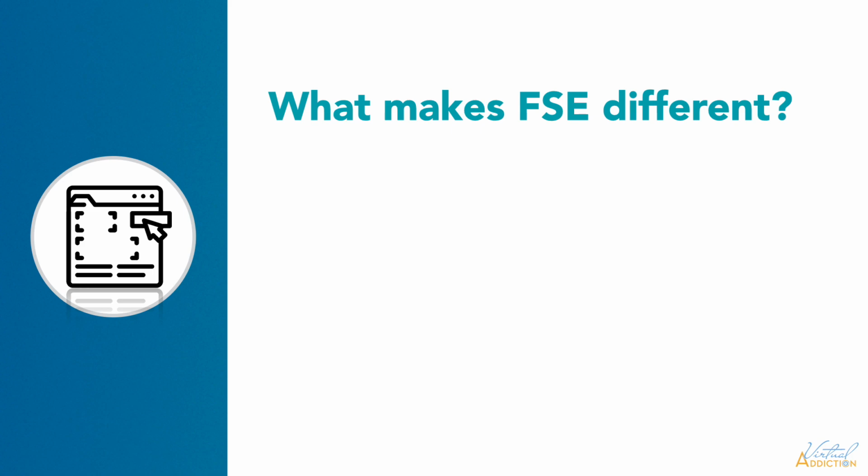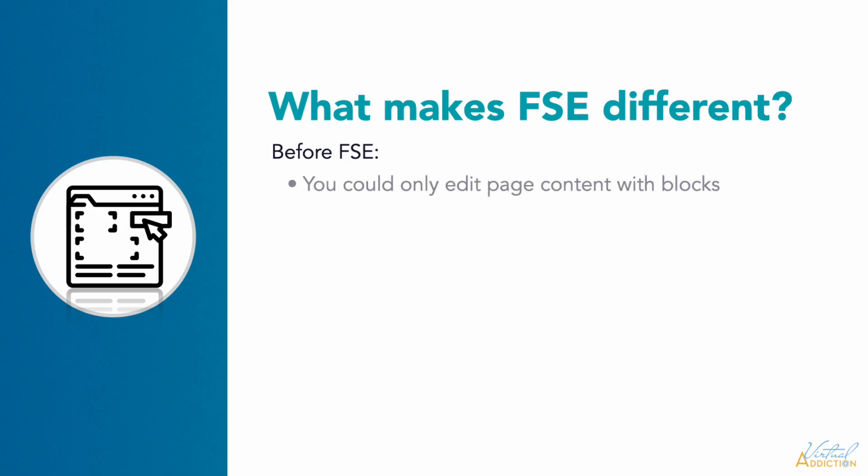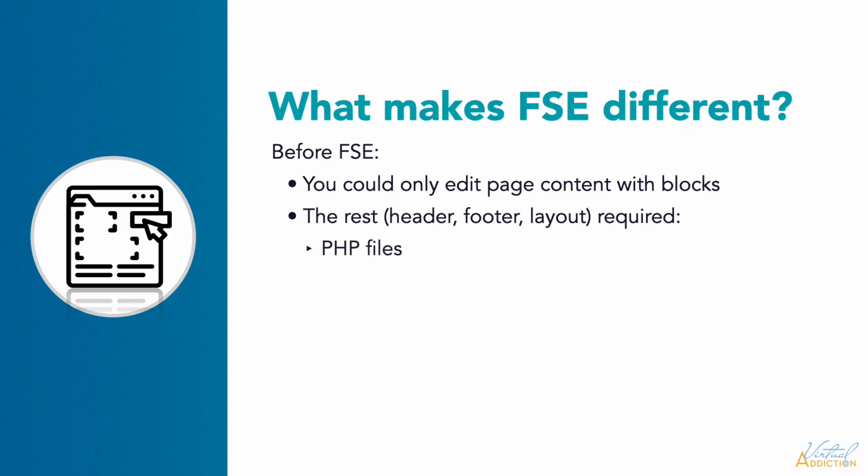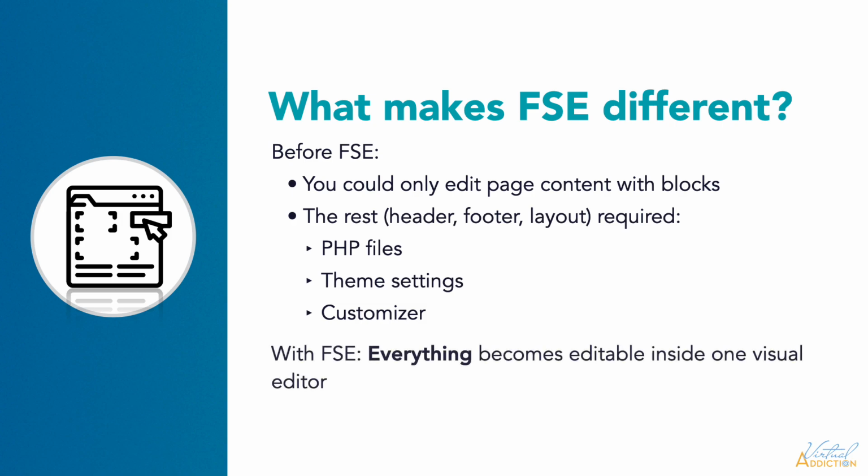What makes FSE different? To understand why this matters, we need to look at how WordPress worked before this. Before full site editing, you could edit page content with blocks, but everything else, like the header, footer, and the layout, was basically locked. If you wanted to change those things, you needed PHP files, theme settings, or the customizer, so it wasn't very beginner-friendly. With full site editing, everything changes. Everything now is editable inside one visual editor. You don't need to jump between tools, you don't need to dig through code just to change the layout.